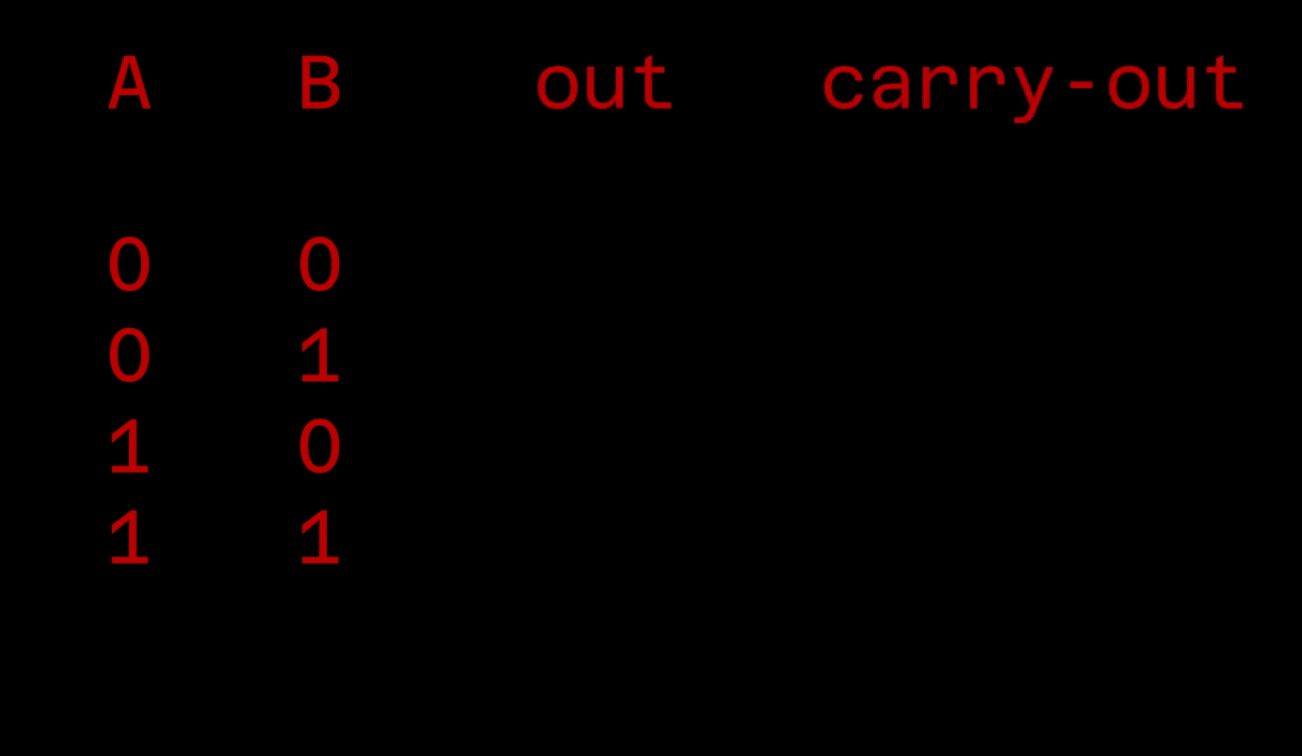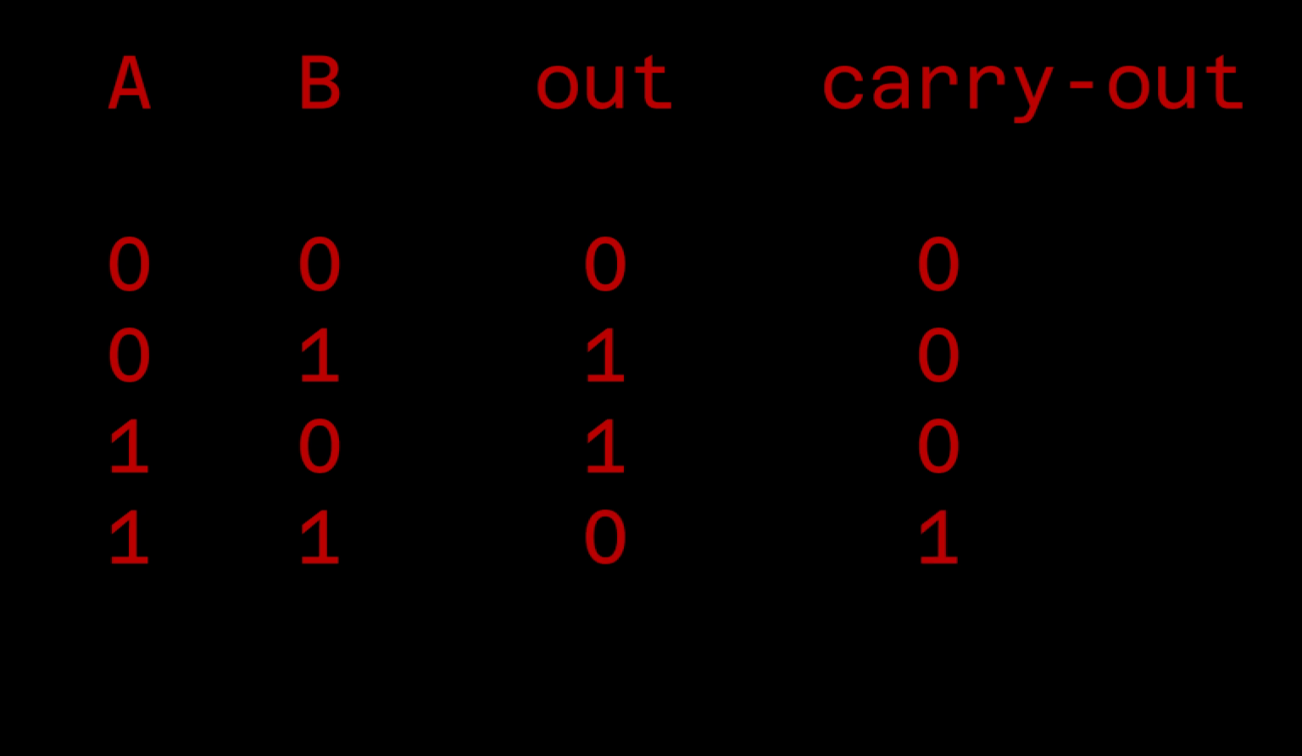This means we will have 4 possible input combinations. We will have 2 outputs called out and carry out. If we go through all of our possible input combinations, we find that 0 plus 0 is 0, 0 plus 1 is 1, 1 plus 0 is 1, and 1 plus 1 is 0 and carry 1.